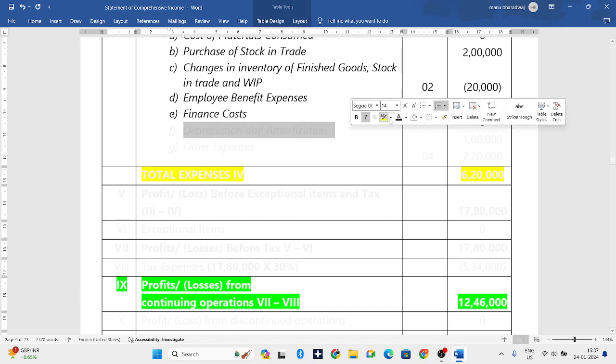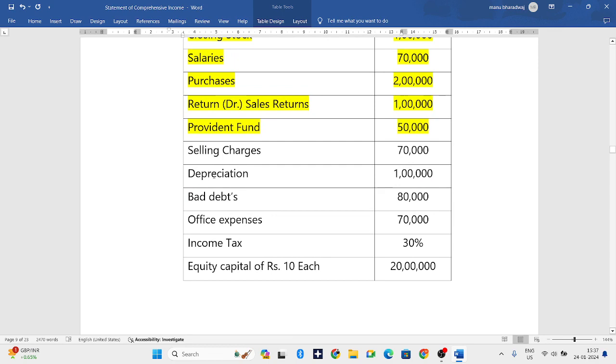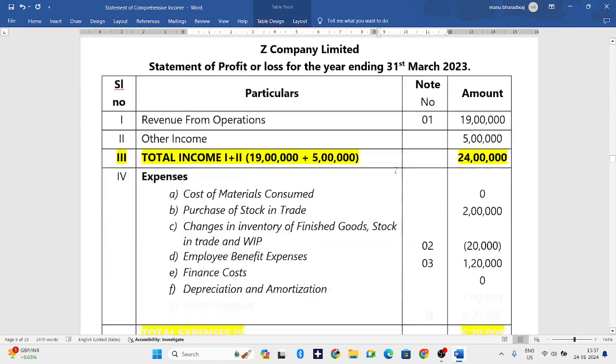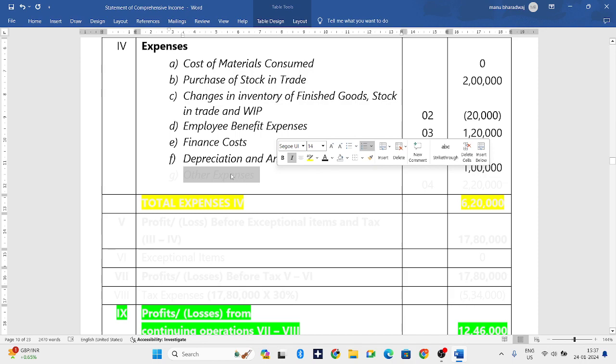Next is depreciation and amortization. So let us check the question. Yes, depreciation is 1 lakh rupees. So this depreciation we will write in our SOPL. So 1 lakh rupees. Next we have other expenses.